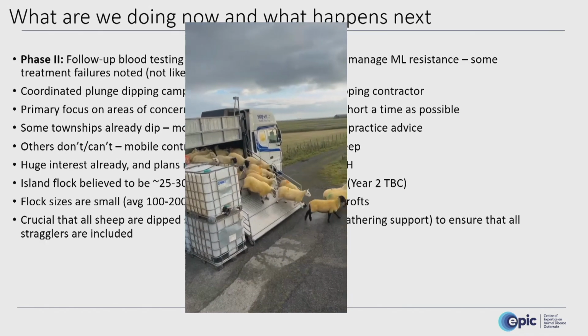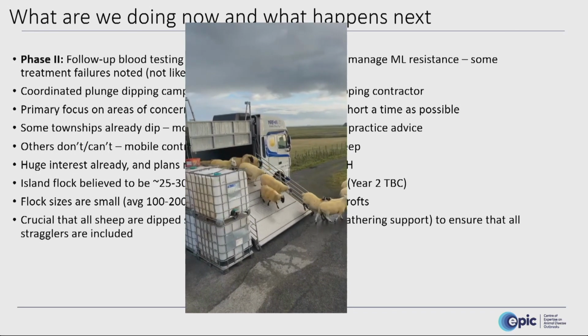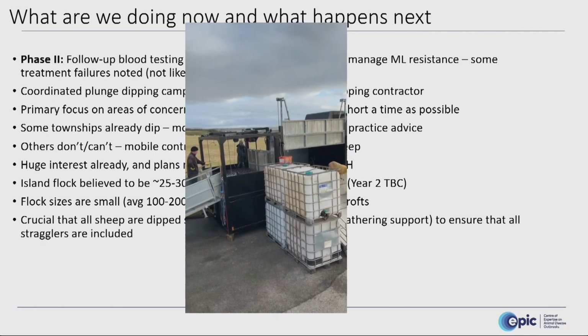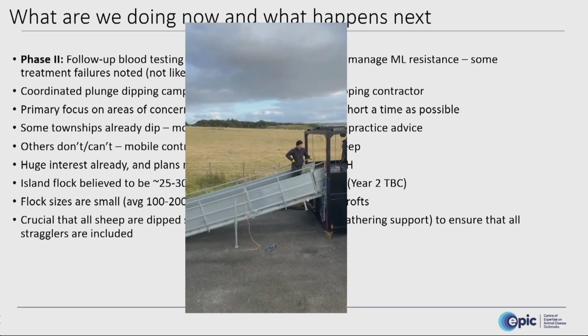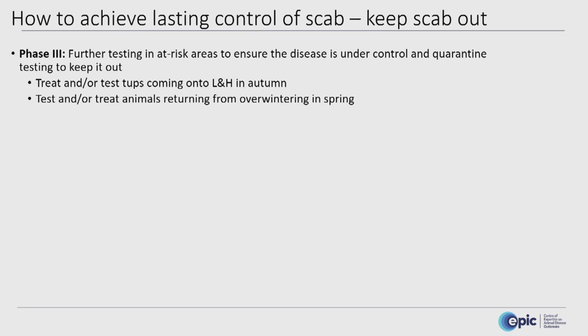We've set up that system, and then the sheep come off, and they are now scab-free and hopefully protected for at least another 8 weeks, a minimum of 8 weeks after that. But the logistics around that are incredible. And then what we're going to do is, having hopefully controlled scab, keep it out. So we're offering free treatments and testing for tups that people are buying to bring on, and also overwintering animals as well. So having done the hard work, we then want to keep it out.